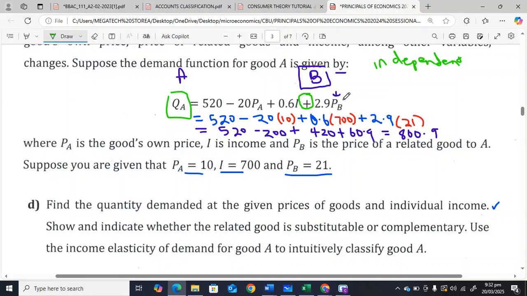If the price of a substitute good goes up, the demand for your good is going to go up because that substitute good has become expensive and people will switch from buying it and buy the other good, which in this case is good A. Any questions?